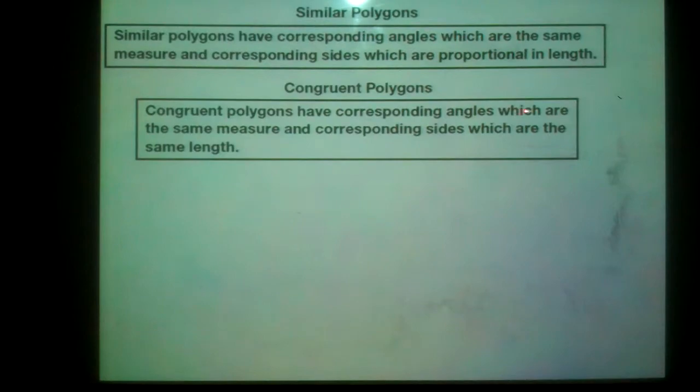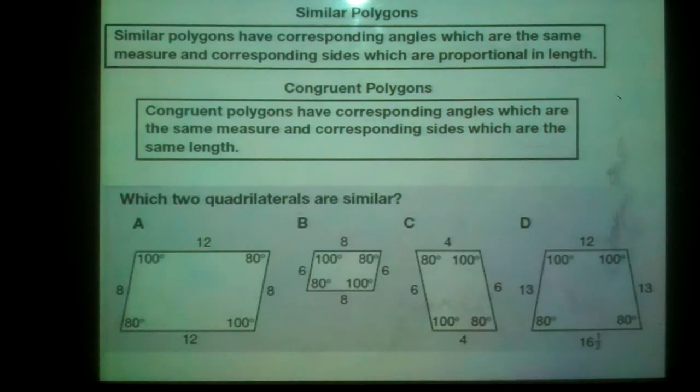Congruent polygons have corresponding angles, which are the same measure, and corresponding sides, which are the same length. So congruent, everything matches up. All the angles are the same. All the side lengths are the same length.